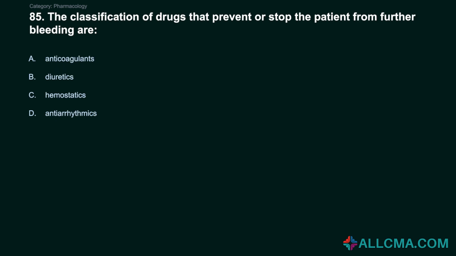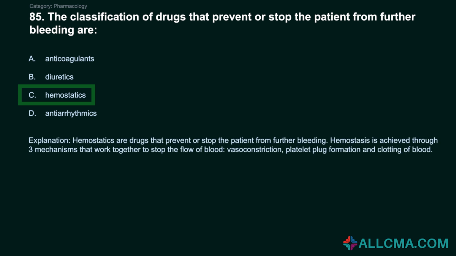85. The classification of drugs that prevent or stop the patient from further bleeding are A. Anticoagulants. B. Diuretics. C. Hemostatics. D. Antiarrhythmics. Correct answer, C. Hemostatics. Hemostatics are drugs that prevent or stop the patient from further bleeding.